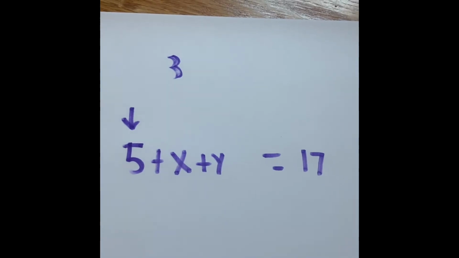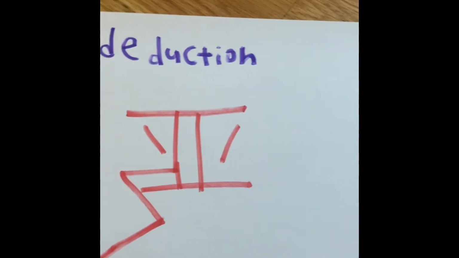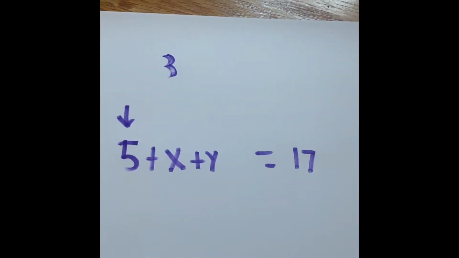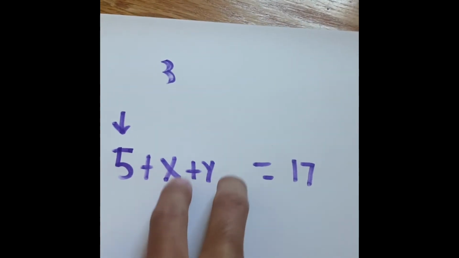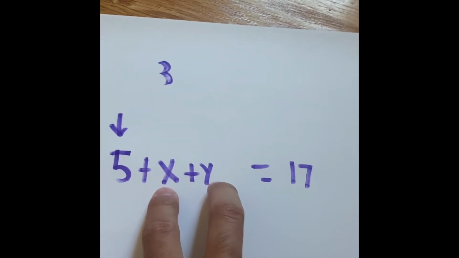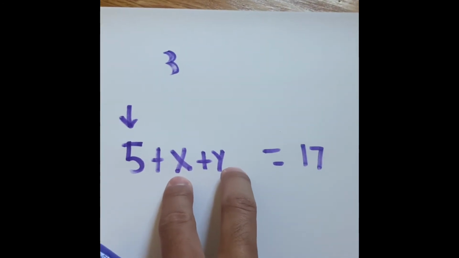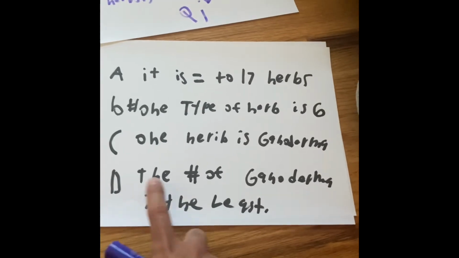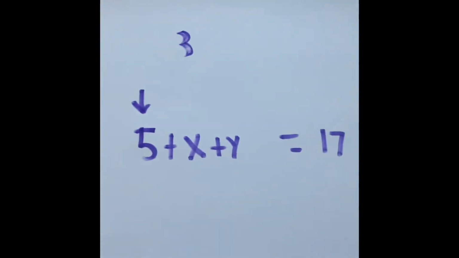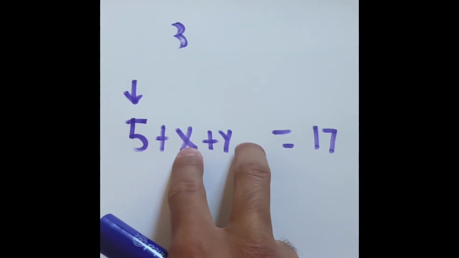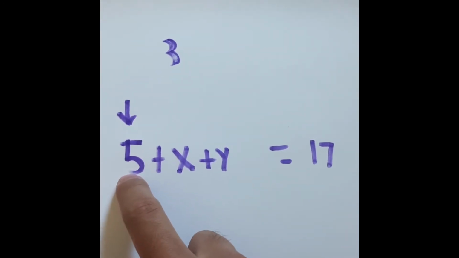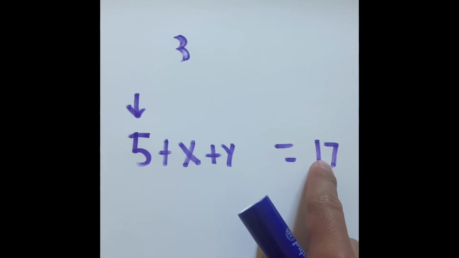Another thing that can be helpful when it comes to deduction is assuming what happens. We're going to assume that X and Y could be the quantity of qi restoring herbs, but we don't know if it's actually true. But if we take a look at clue D, the number of Ganoderma is the least. So that means the two numbers X and Y, whose sum is 17 minus Ganoderma, have to be larger than 5.